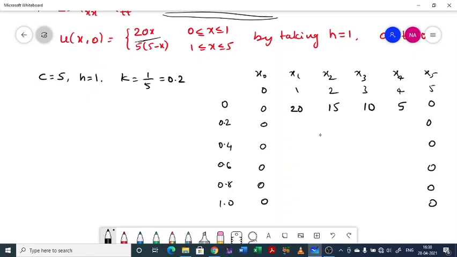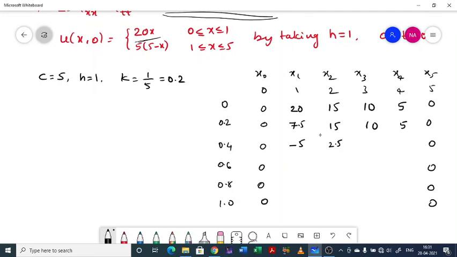Okay, average of these two, 15 by 2 you get. Next, average of these two, 20 plus 10 by 2, 15, 10, 5. This is actually 7.5. I am writing in decimals rather than fractions. Next, 15 minus 20, minus 5. 7.5 plus 10, that is 17.5 minus 15, so 2.5.